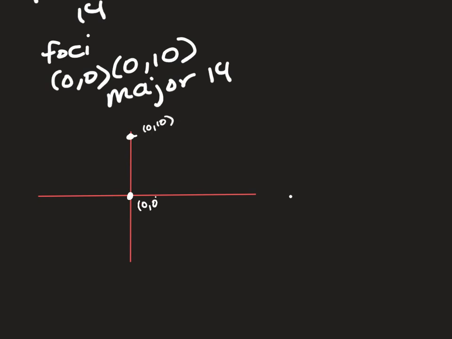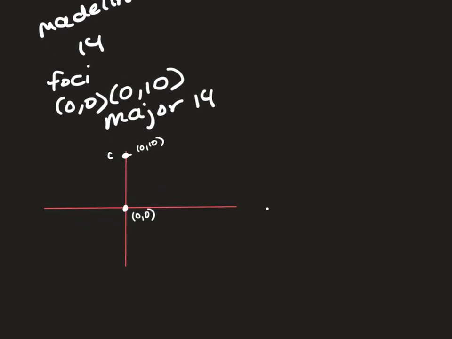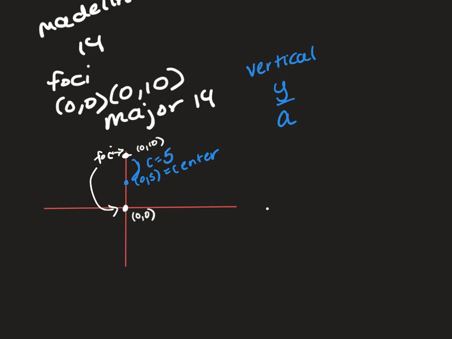Okay, so Madeline, this is my foci, right? So this is foci, which means that the vertex is, or the center is halfway between. So halfway between 0 and 10 is 5. 0, 5 would be my center. The focus is on the vertical, which means this is also a vertical one. So the y gets the a. I know from here that C is from 5 to 10 or 0 to 5, which is 5. And the major axis is 2a, so a is 7.